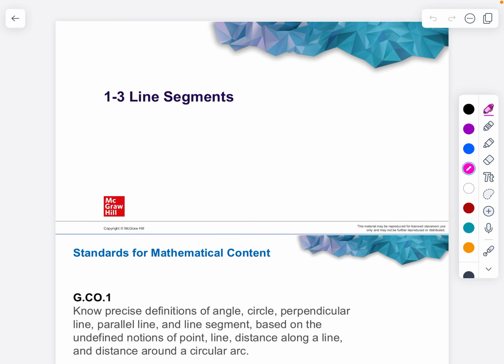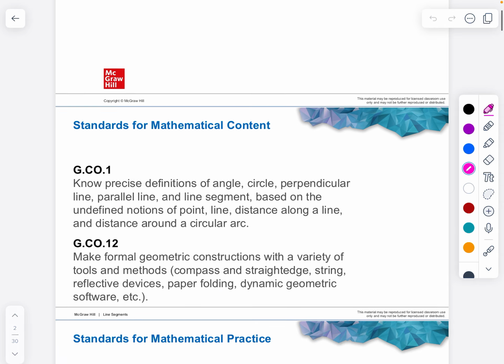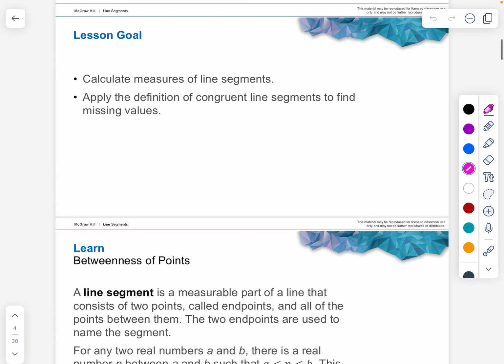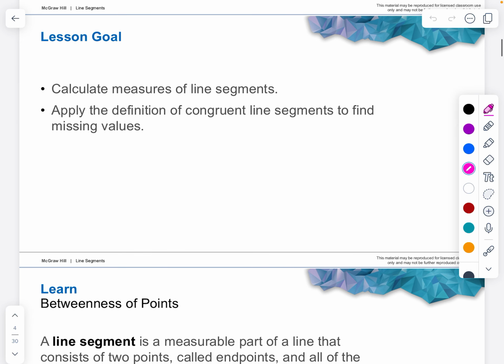Oh, okay. We're doing 1-3 line segments today. So our goal is to calculate the measures of line segments and apply the definition of congruent line segments to find missing values. We're going to be learning about that word congruent also today.